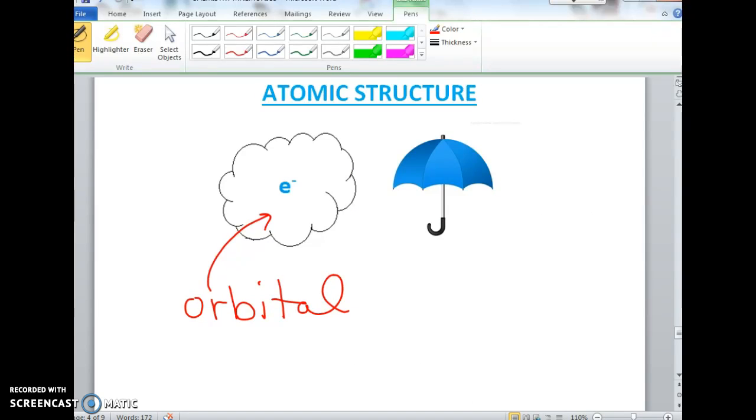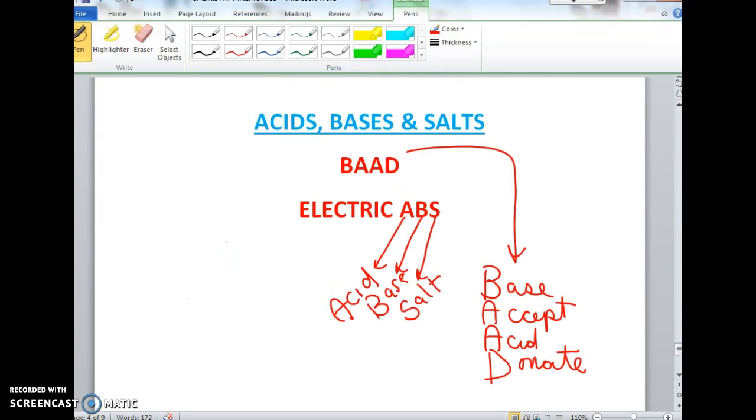Atomic structure, guys. Remember, another term for an electron orbital is an orbital cloud. And remember, when you have an orbital cloud, there's a chance of electrons. And just enough time, guys. Remember, electric abs, that will remind you that the abs are acid-base salts, and they are the electrolytes.